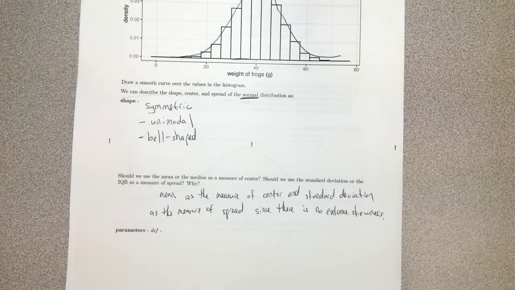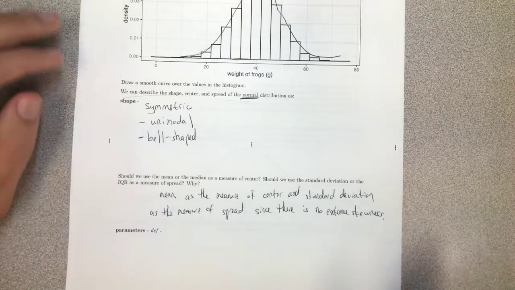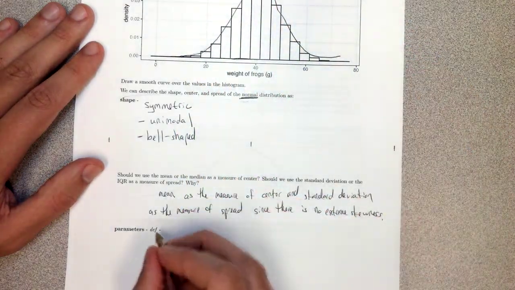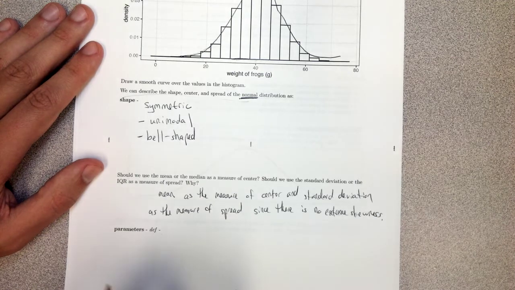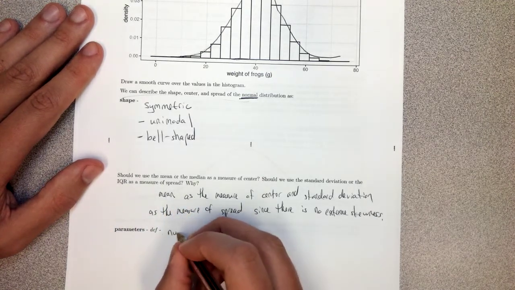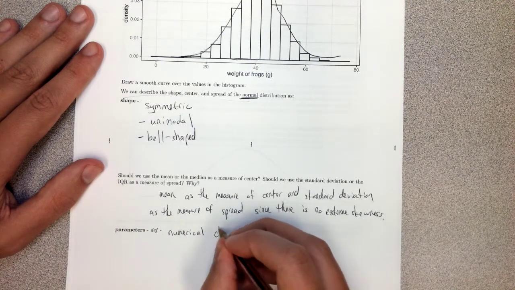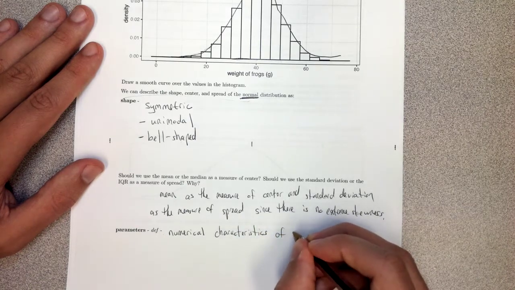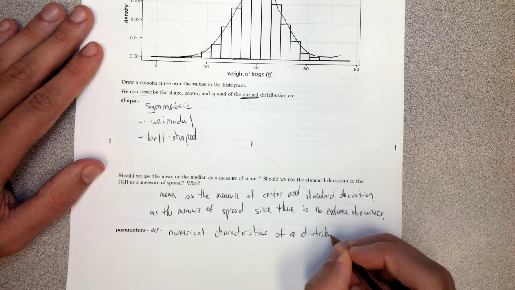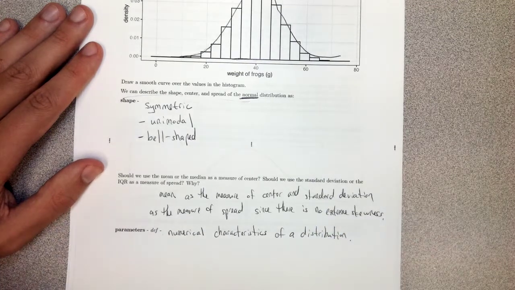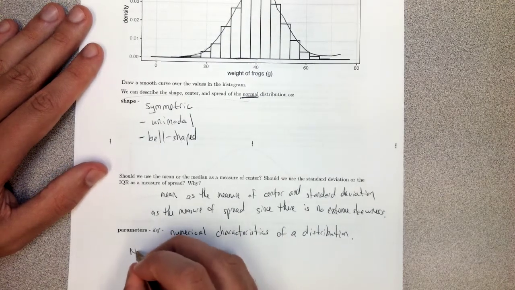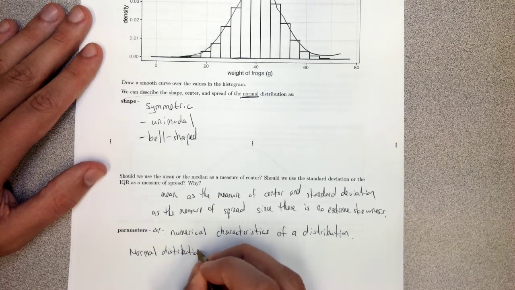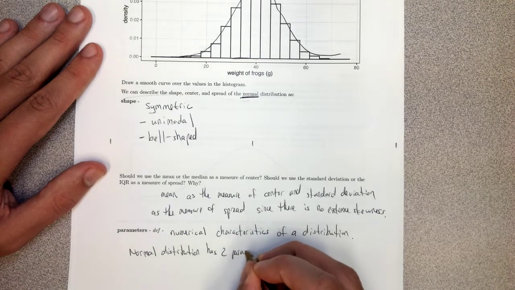All right, and so this normal distribution we can describe just by using two different numbers, and we're going to call those numbers parameters. Parameters are, as it sounds like a more complicated thing than it is, just numerical characteristics of a distribution. We're only talking about the normal distribution in this class, so we just have to remember that the normal distribution has two parameters.